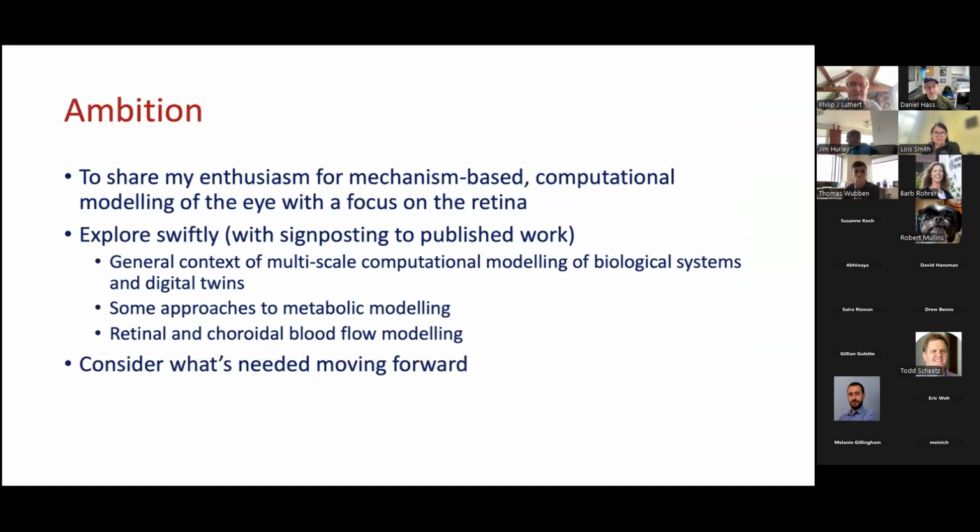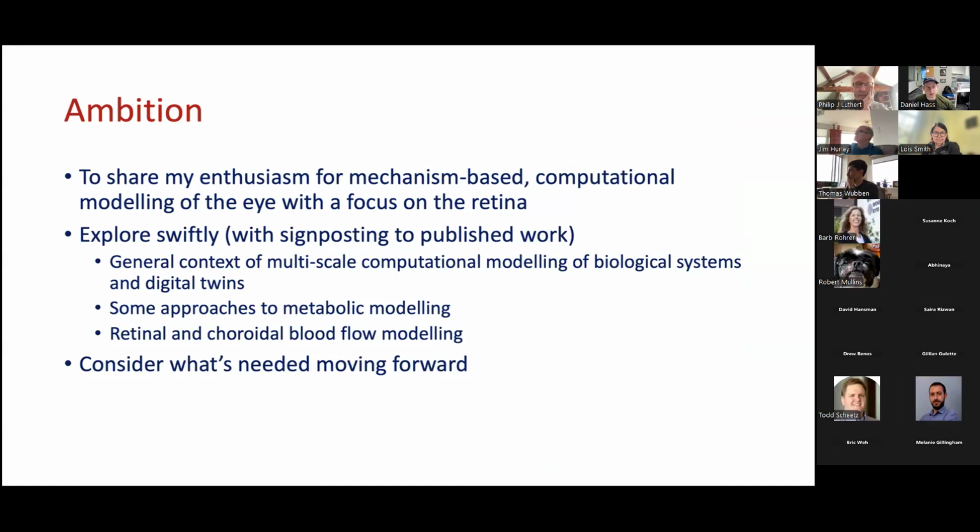And what I really want to do is to share my enthusiasm for mechanistic computational models of the eye, and then fairly swiftly go through three things. One, the broader context of multi-scale modeling of biological systems. Then, particularly given this group, look a little bit at metabolic modeling, and then finish up with some thoughts about blood flow.